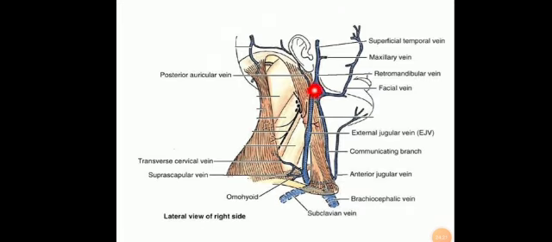External jugular vein. The external jugular vein is formed by the posterior division of the retromandibular vein and the posterior auricular vein joining each other, and this external jugular vein terminates into the subclavian vein. The last one, anterior jugular vein. The anterior jugular vein is formed by the submental vein and terminates into the external jugular vein.